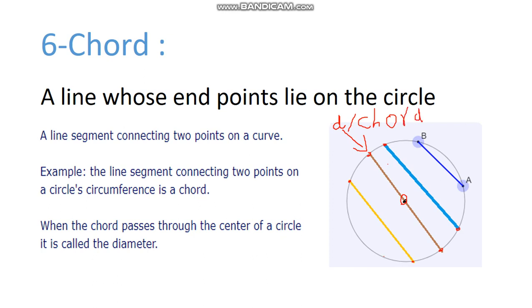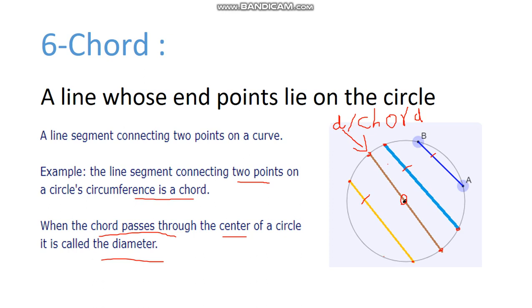But all other lines are what? This line, and this line are only chords. They are not diameter because it is not passing through the center of the circle. When a chord passes through the center of the circle, it is called as a diameter. Otherwise, when a line segment just connects 2 points, normally we can call it as a chord.